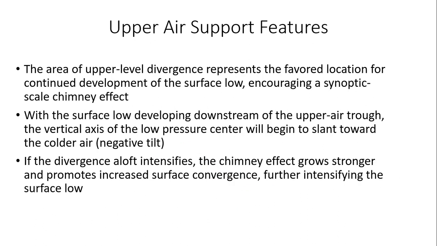So the area of upper level divergence represents a favored location for the continued development of a surface low pressure system that encourages synoptic scale chimney effects. And I talked about the chimney effect in an earlier video, but basically what it is, if this is the surface here, this red line, these arrows represent low level convergence at the surface. Okay, see how they're coming together like that? So as the air meets and converges in the low levels, it must go up. All right, and then as it goes up, eventually what happens is it spreads out and diverges. This is the upper level divergence aloft.